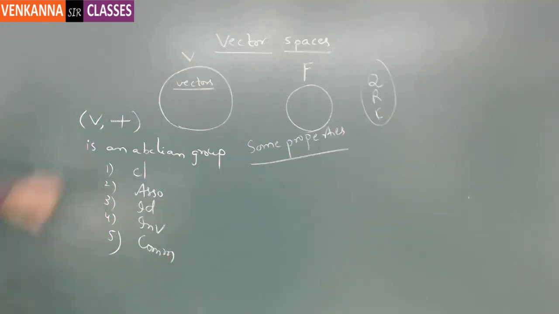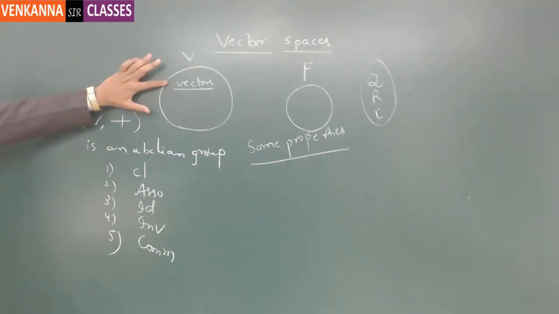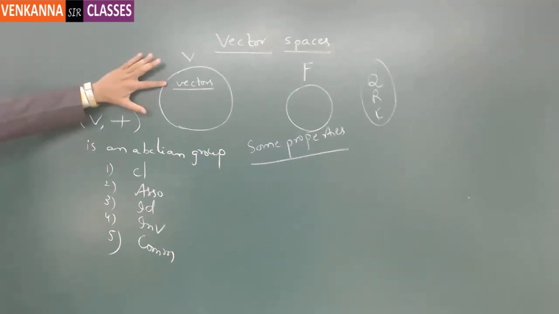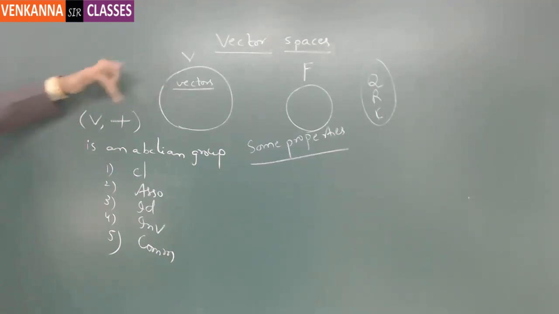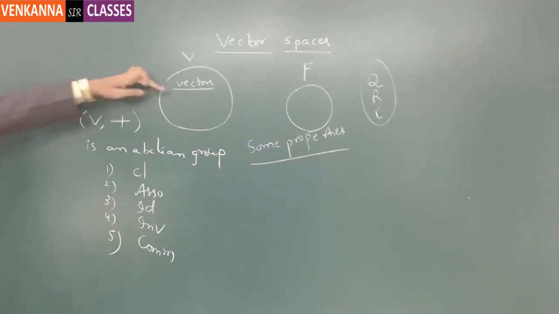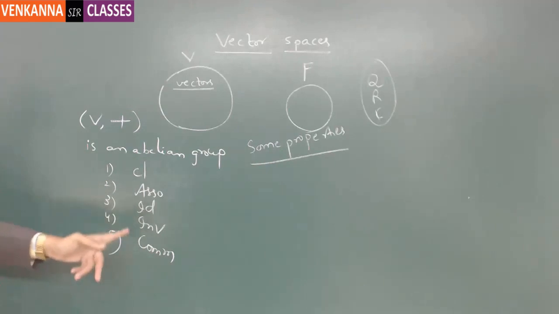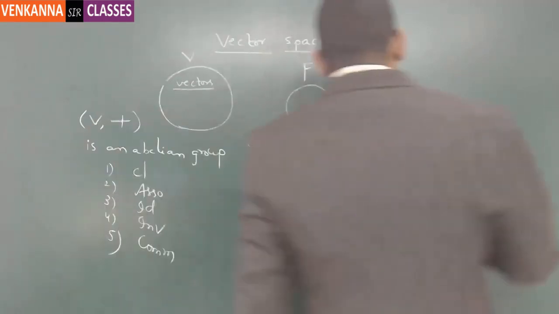Let me say V contains numbers, here plus means numbers addition. Let me say V contains matrices, plus means matrix addition. If V contains polynomials, plus means polynomial addition. So depending upon the elements, plus indicates the corresponding operation, and I am saying that all these five properties are satisfied by plus over the set V. Okay? Is it clear? Right.